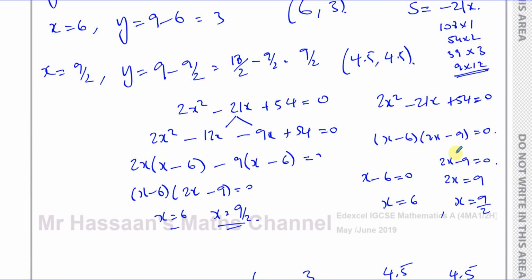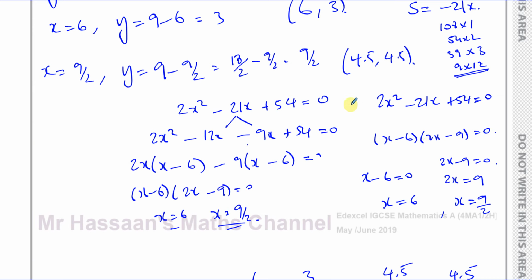So it looks like you have factorized by using guess and check. That's what it looks like. You've got two numbers multiplied to give you 2x squared, 2x and x, and two numbers multiplied to give you plus 54, minus 6 and minus 9. It's like you've done it by just guessing and checking, and that's perfectly fine.